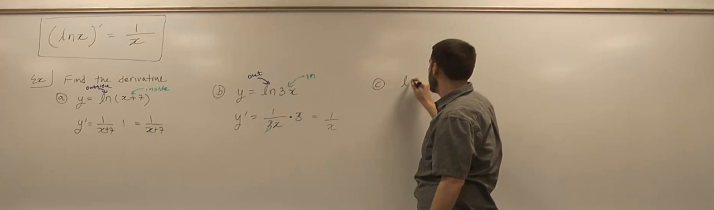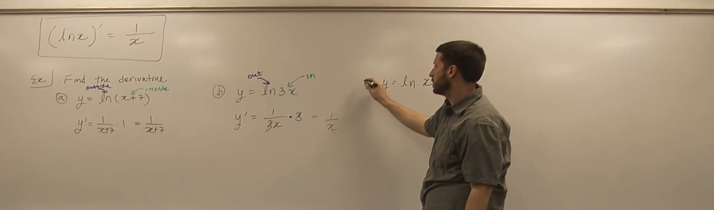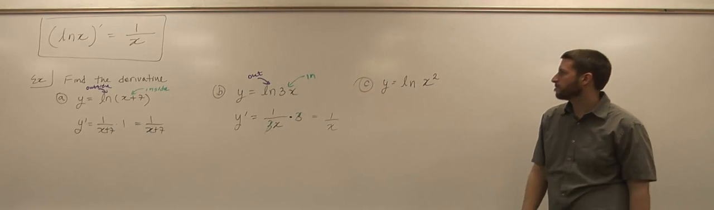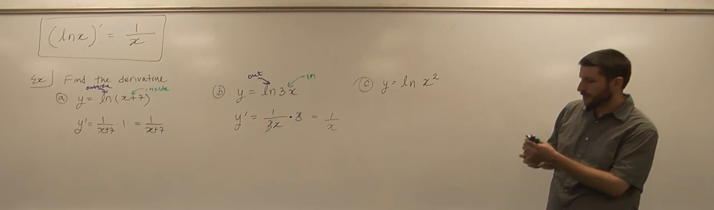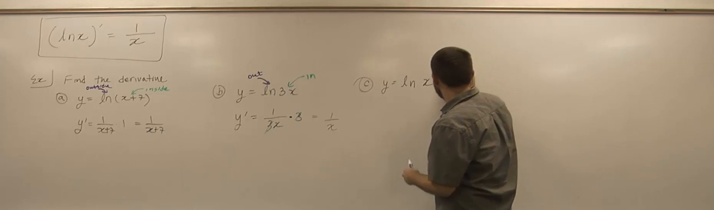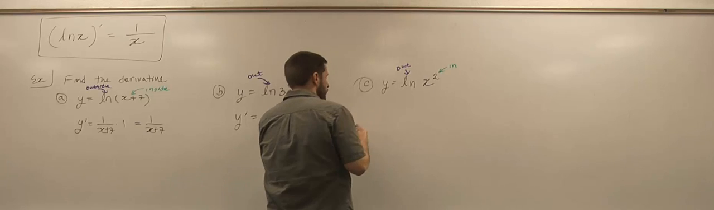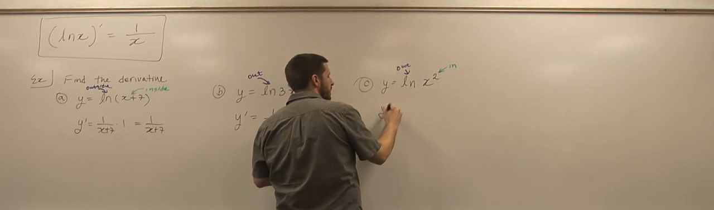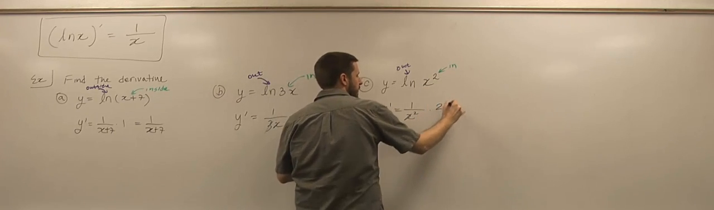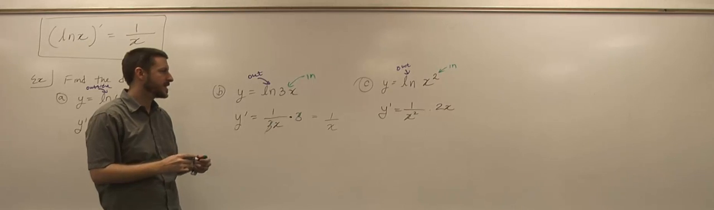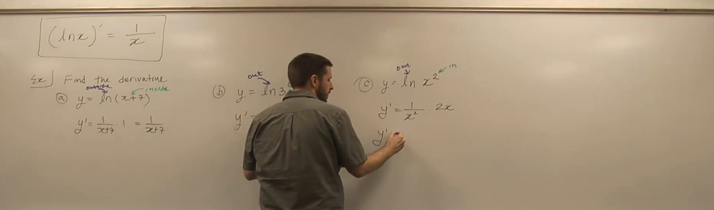What about natural log of x squared? If you do this using the chain rule, the inside is x squared, the outside is natural log. So the derivative of natural log is 1 over whatever's inside, times the derivative of the inside. The x's cancel, because you got 1 on top and 1 on bottom. So 2 over x.